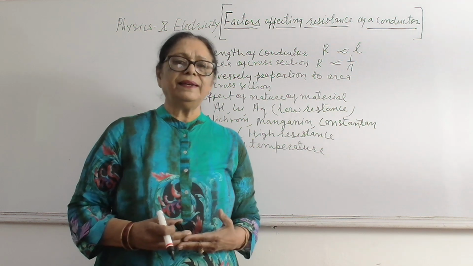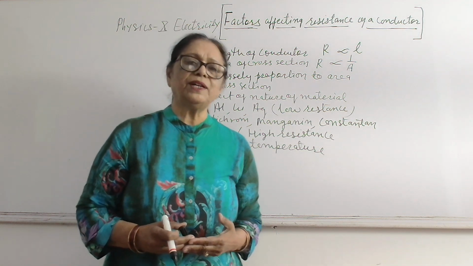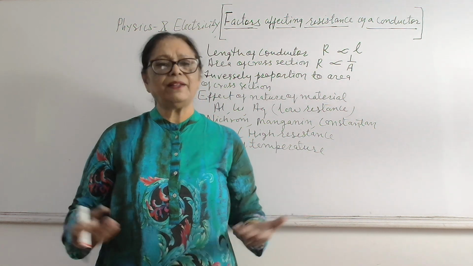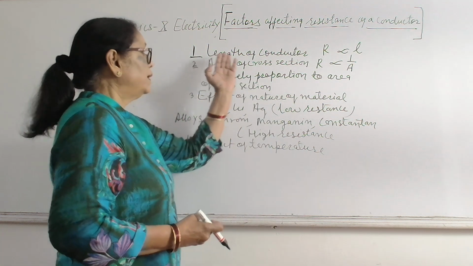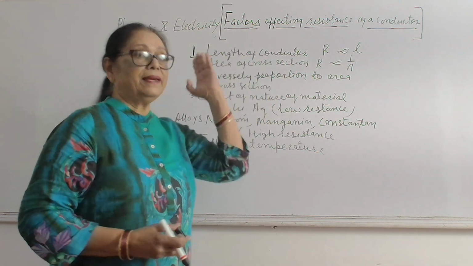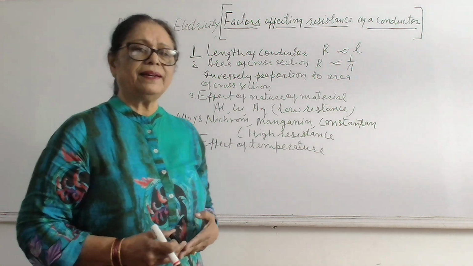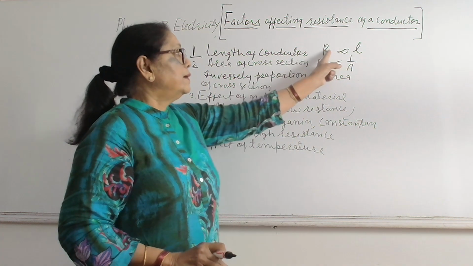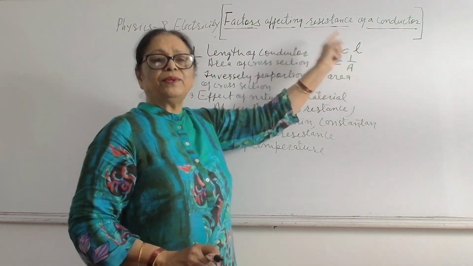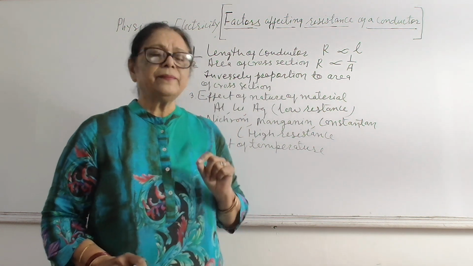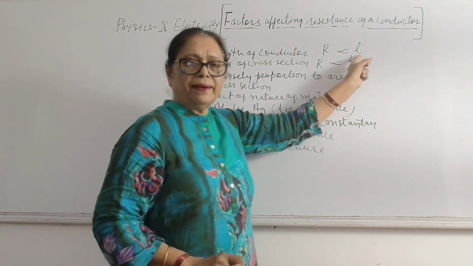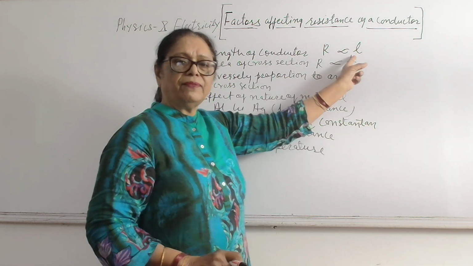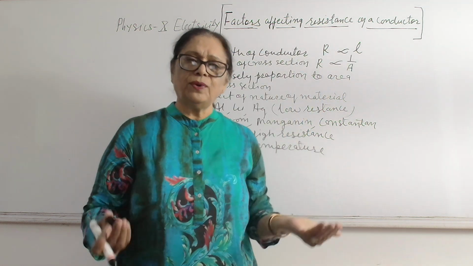How does it depend? Resistance is directly proportional to the length of the wire, the length of the conductor, which is in the form of a wire, as we know. Resistance is directly proportional to the length of the conductor. What does it mean? If you increase the length of the wire, then resistance will also increase.